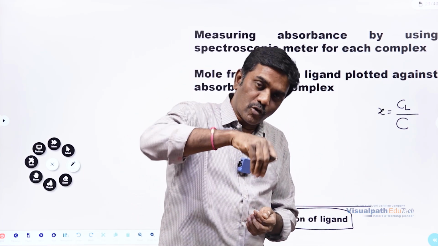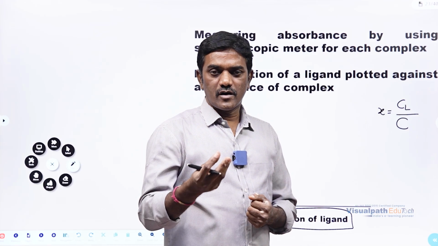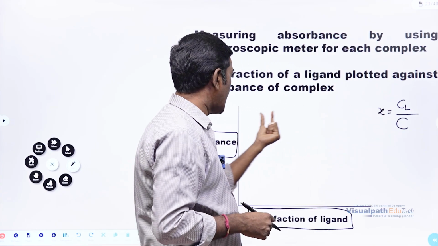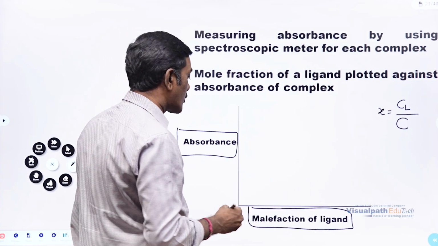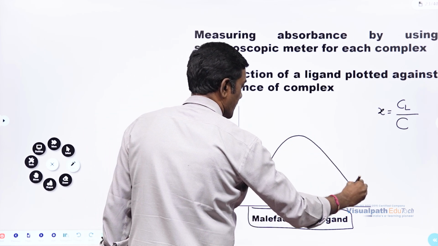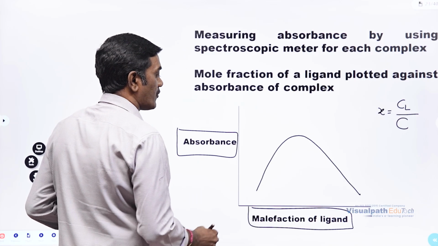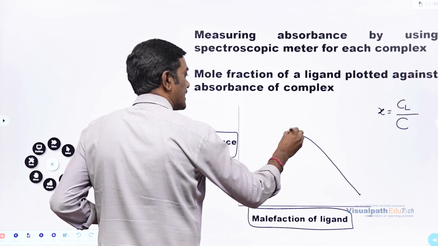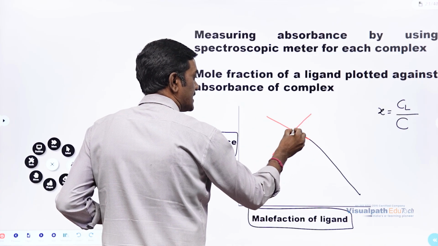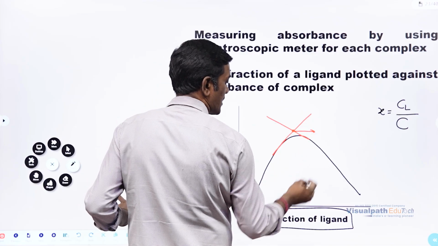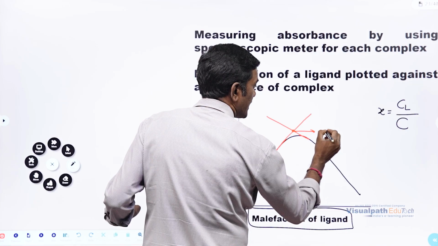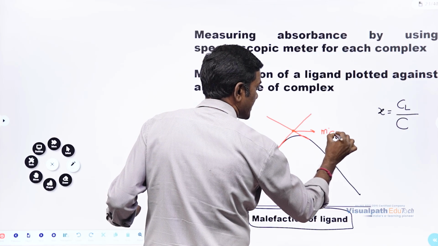The concentration of ligand in the total concentration of metal and ligand is called the mole fraction of ligand. So we are going to take mole fraction of ligand and absorbance. If we plot a graph, how will it look? It will look like this, right? If you draw a line here and extend it, this gives you the maximum. I hope the graph is very clear. This is the place that gives you the maximum absorbance.